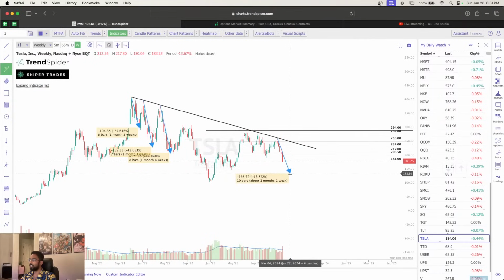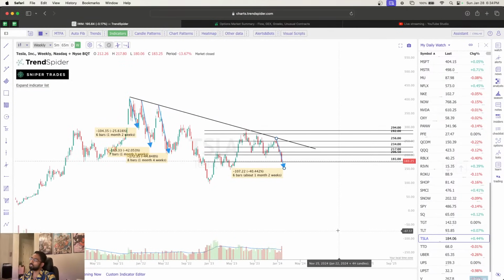So let's see, 44%. We are still not there. 40%. We are still not there. So yeah, 160. That's where we have to go down to. So there's quite a bit that can happen here.